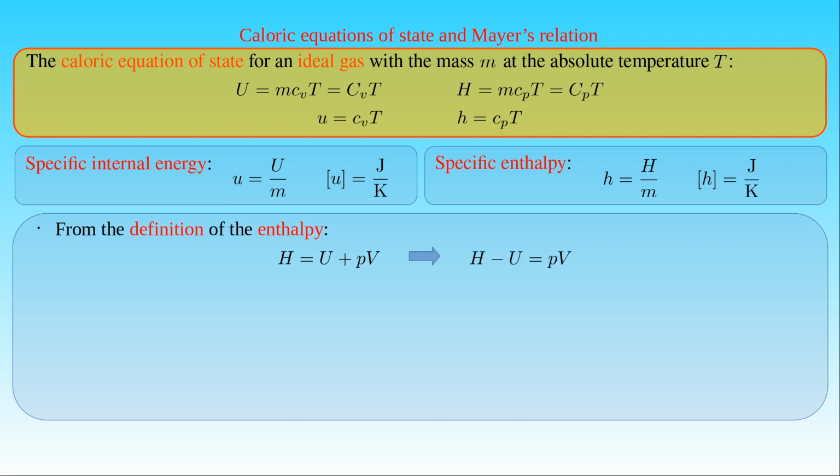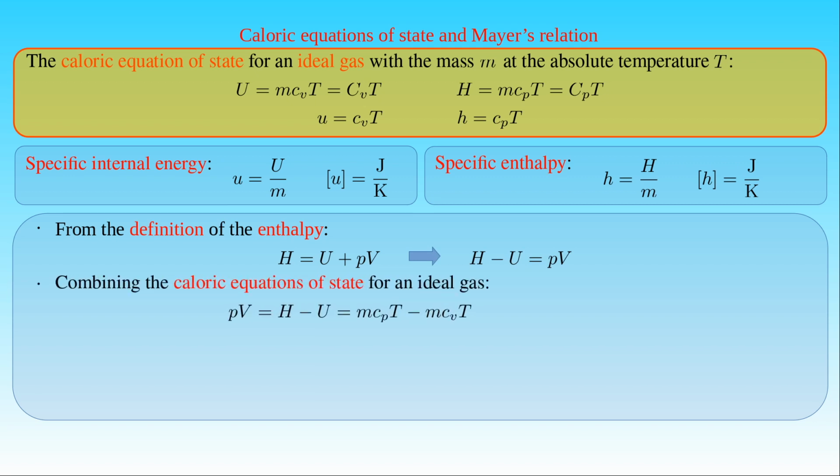Then we can combine the caloric equations of state of an ideal gas by writing that the pressure P times the volume V, given by the enthalpy H minus the internal energy U, is equal to the mass m times the specific heat capacity Cp for a constant pressure times the absolute temperature T, minus the mass m times the specific heat capacity Cv for a constant volume times the absolute temperature T. If we factor out the mass and the temperature on the right-hand side, then we obtain that P times V is equal to m times the difference of Cp and Cv, times T.